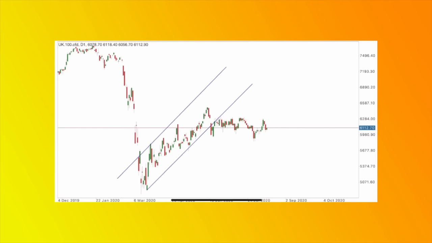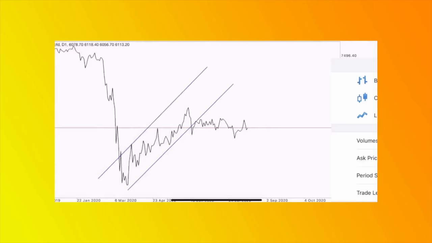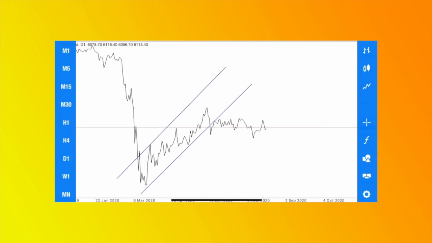And then you move from Japanese candlesticks to a line graph. And then you follow another step, which is that after that you cater for everything.